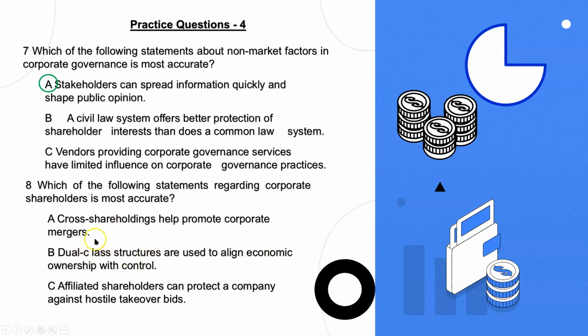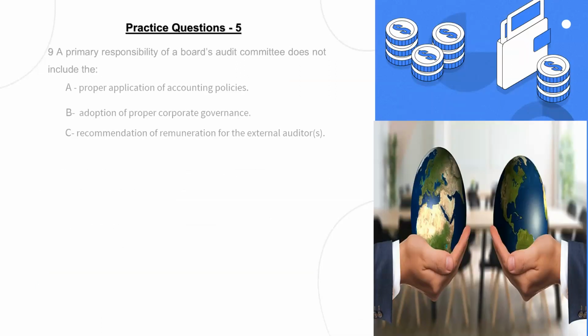This topic, you will understand it most if you go through the topic itself, but bearing in mind that we are trying to manage the conflict between different stakeholders. So affiliated shareholders can protect the company against hostile takeover bids. Yes, if shareholders are affiliating together, they will come together and vote against the hostile takeover. It seems that C is the most accurate, although the other is also an acceptable answer.